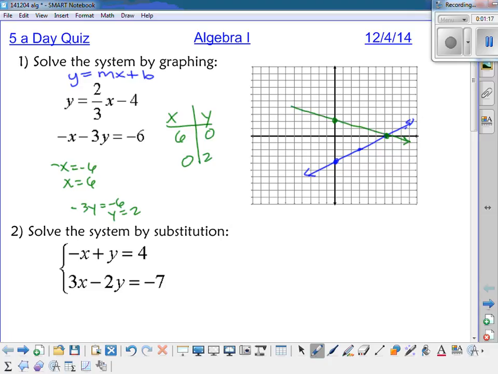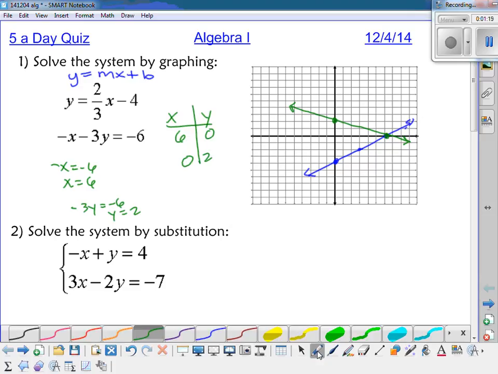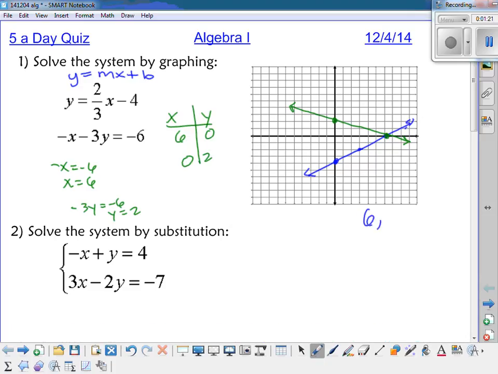Okay, so where are they intersecting? At 6, 0. Okay, now you should go back and plug them in, like I've done other times, to make sure they work in both of them. But they will work in both of them, so in the interest of time, I'm not going to do that right now.